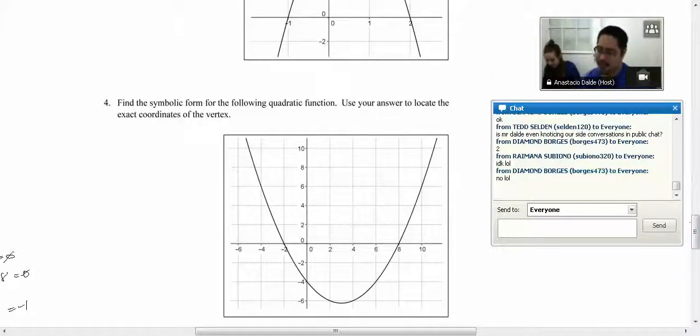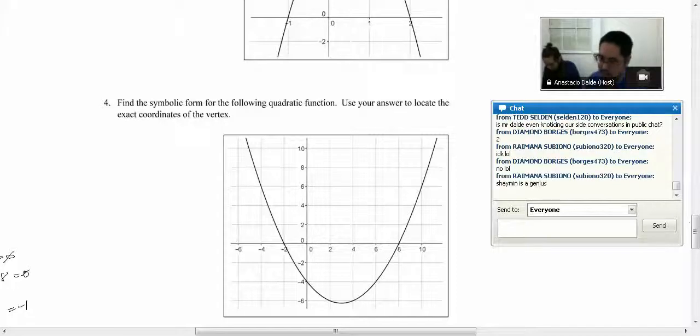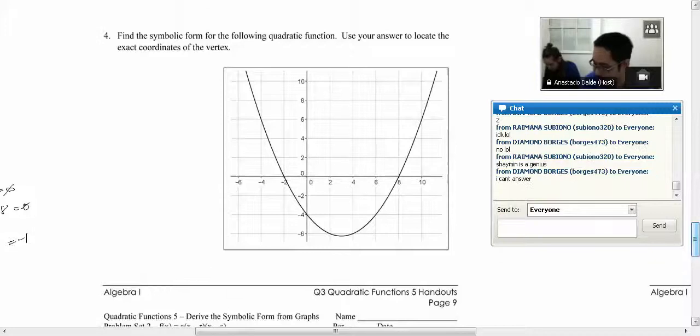Find the symbolic form of the quadratic function. Use the answer to locate the exact coordinates of the vertex. Alright, let's do it.